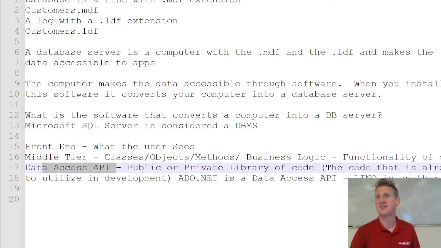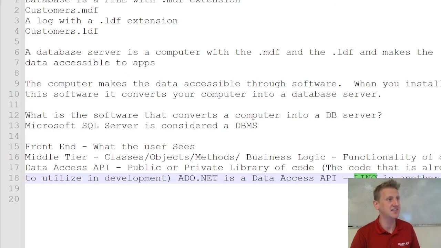So this is a library of code, if you will, a bunch of methods in the system for accessing data from our applications into the back end tier.